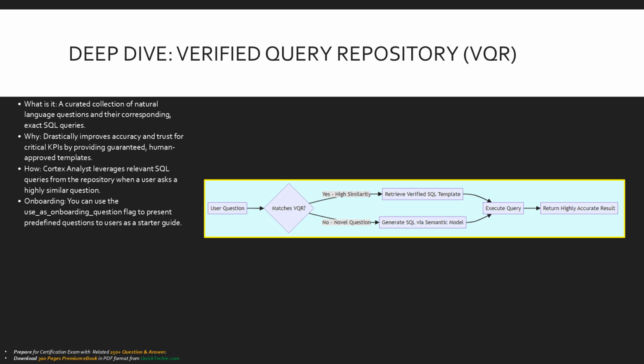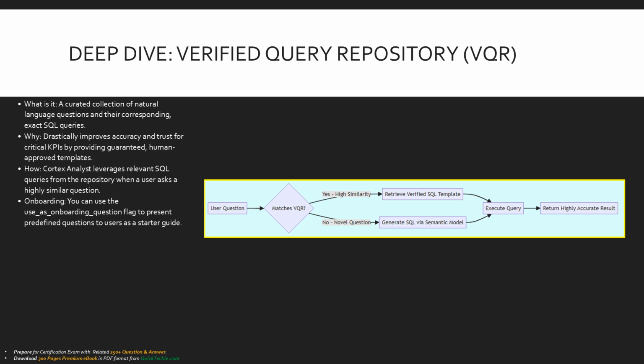Even with an excellent semantic model, certain executive-level KPIs require absolute, undeniable accuracy. For this, we use the Verified Query Repository, or VQR. The VQR is a curated collection of human-approved business questions and their exact corresponding SQL queries, embedded directly within your semantic model. When a user asks a question, Cortex Analyst performs a similarity search. If the question closely matches an entry in the VQR, the system bypasses guessing and leverages that verified SQL template directly to answer the question. This completely eliminates hallucination risk for your most critical reports.